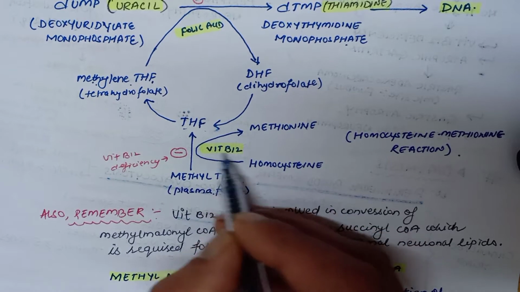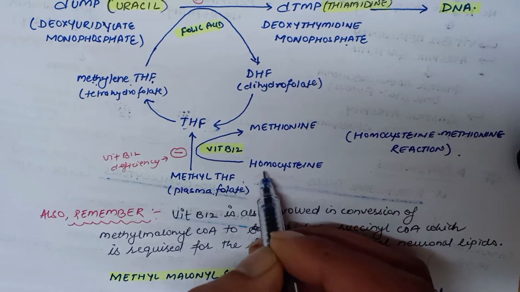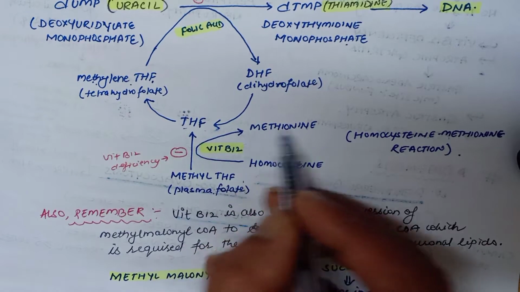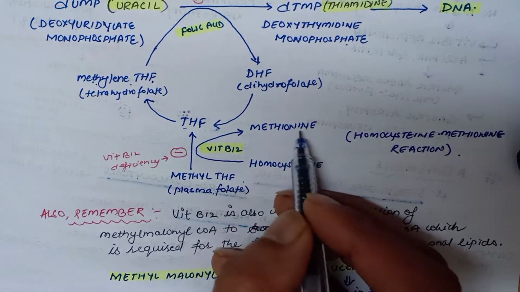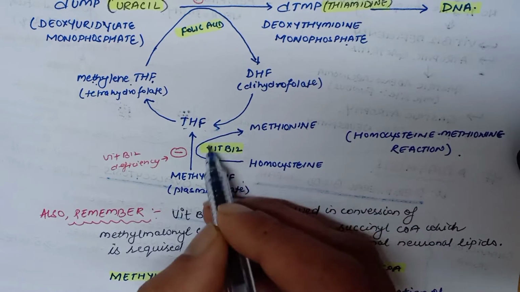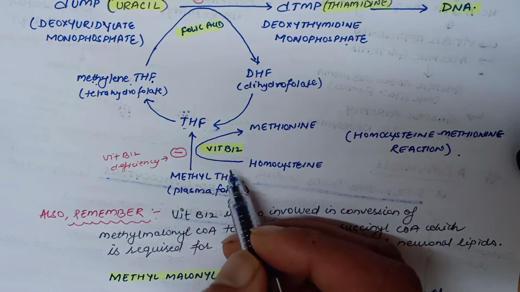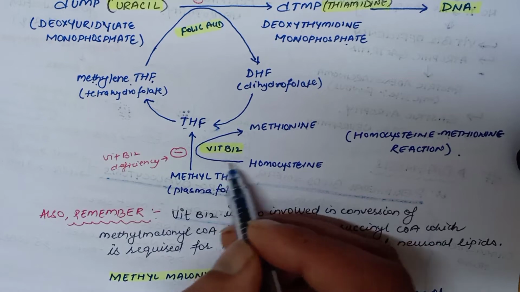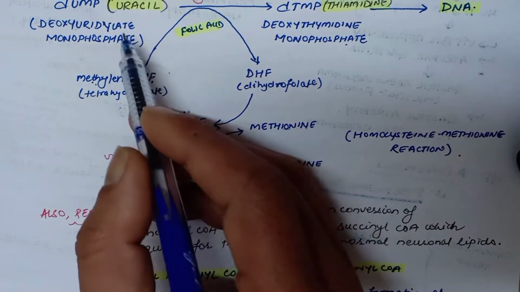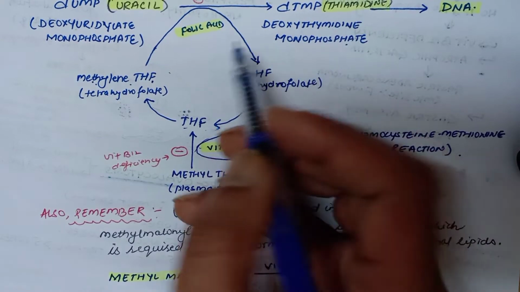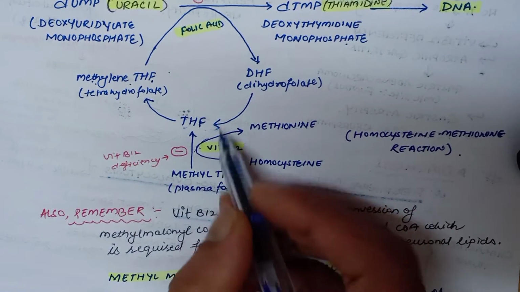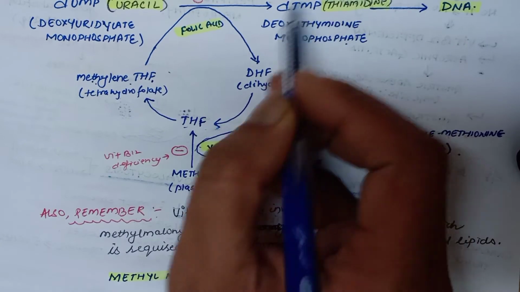So vitamin B12 also converts homocysteine to methionine. For the conversion of homocysteine to methionine, vitamin B12 is required. So in case of vitamin B12 deficiency, this step will not occur. Therefore, uracil will not get converted into thymidine. So we require vitamin B12 and folic acid for the formation of thymidine.